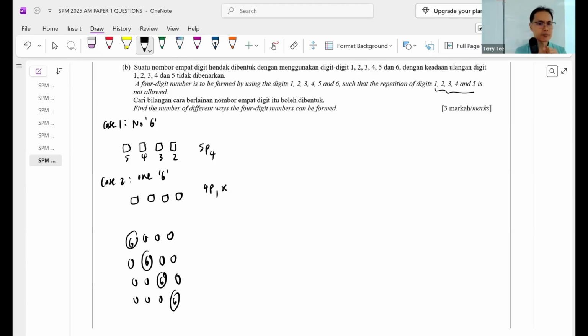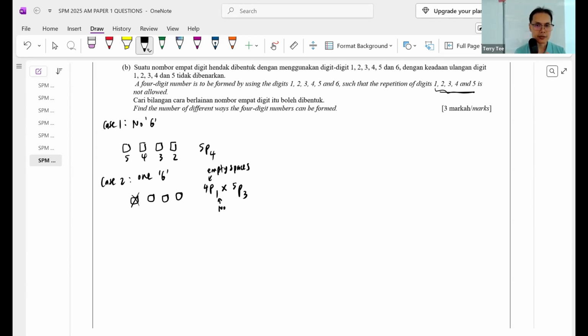Or you multiply with, let's say I put 1, 6. Let's say the 6, I've taken the first slot already. What happened to the rest? How many numbers do I have left? I still got 1, 2, 3, 4, 5. I got 5 numbers, right? I need to arrange the remaining 3. So you're going to think this 4 is your 4 what? 4 empty spaces. I put 1 number 6. Okay, you understand what I'm saying?